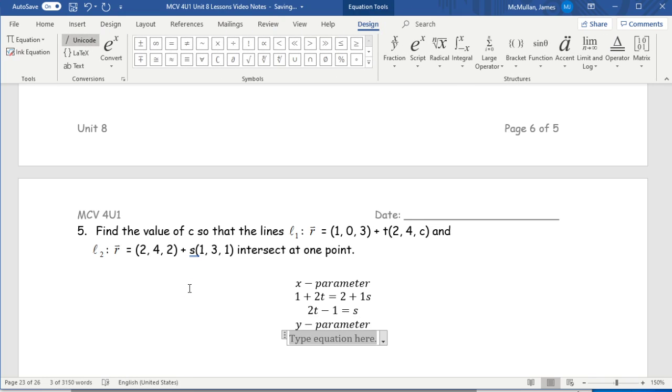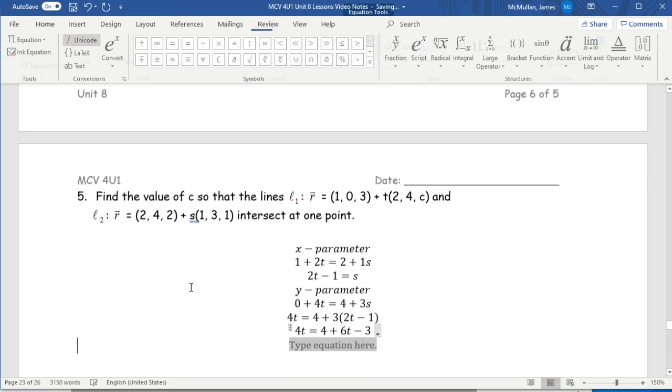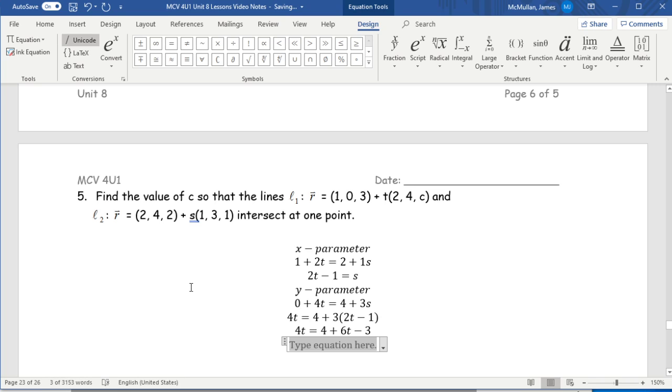Then we'll work with the y parameter. Okay, for the y parameter, we have 0 plus 4t is equal to 4 plus 3s. We know that, we're going to replace s with 2t minus 1. 4t is equal to 4 plus 6t, take away 3, and we'll bring everything over to one side. Negative 2t is equal to 1, and therefore t is equal to negative 1/2.